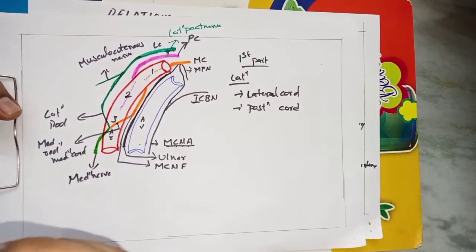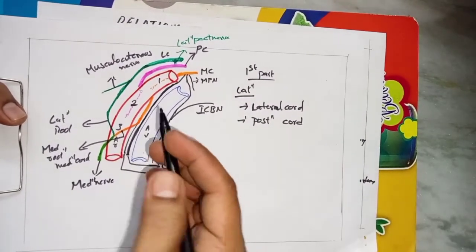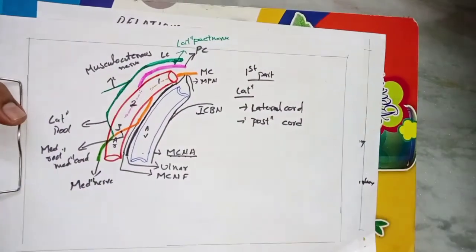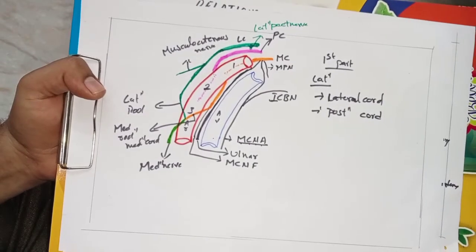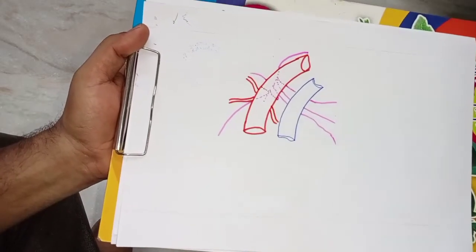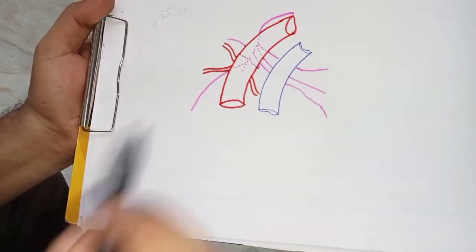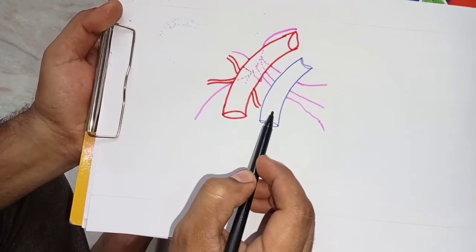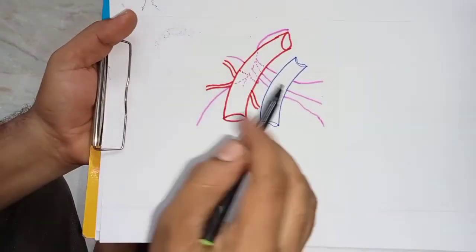Then what about the other nerves? Of those I have discussed, I have explained only the lateral cord and medial cord. Now I am going to show the posterior cord of the brachial plexus and its branches. Here I have drawn the axillary artery and axillary vein, and the branches of the posterior cord of the brachial plexus.